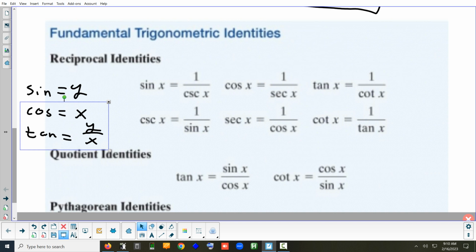And cotangent, well, you can do the same idea because cotangent is just tangent flipped. So if tangent is sine over cosine, then cotangent is cosine over sine. So these are the ones that we should be pretty familiar with.